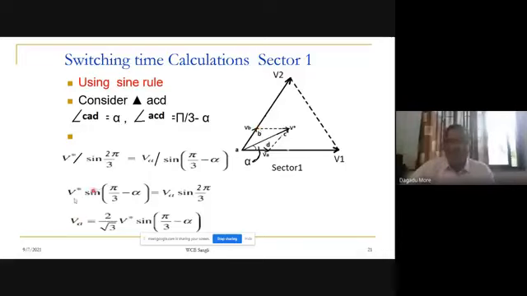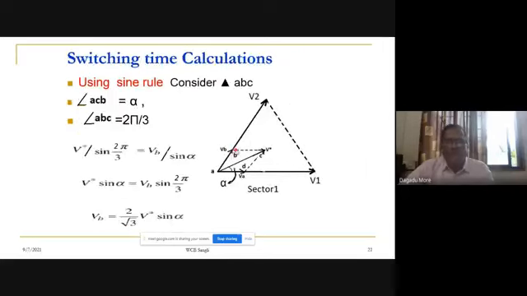And based on that, we find out the VA magnitude in terms of V1. Sorry, V star we are knowing, and once V star is resolved along V1 is VA, and the magnitude of VA is given by this. VA will be 2 divided by root 3 V star sine of pi by 3 minus alpha. Similarly, you can resolve this V star along VB, and the magnitude is given as 2 by root 3 V star into sine of alpha. Whereas the magnitude of V1 will be equal to the input voltage to the inverter, that will be equal to VDC. V2 will also be equal to VDC.